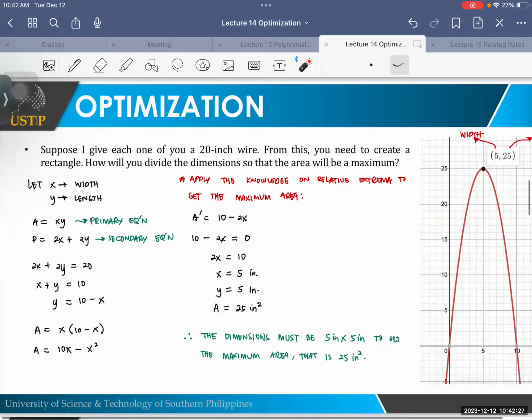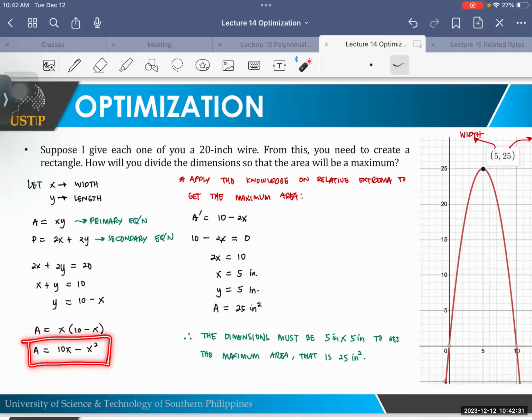So let's take a closer look at the graph, class. This is the graph of our equation. The x here is the width, and our y, I know I call y the length in the graph, but it's just to assign a specific variable for the length. But actually, when we graph, the A is our y-axis, and x is the width. So meaning, that is how we view the graph, class.